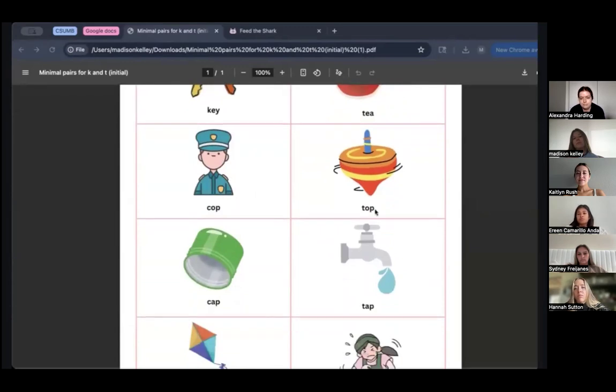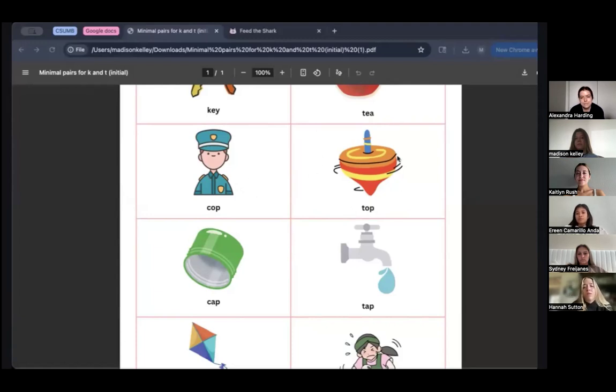Let's find the cop, someone who helps people. Can you say cop? Top. That was top, like a spinning toy right here. But I meant cop with our back sound, cop. Can you try that together? Cop. Good job. Yes, that's the cop.